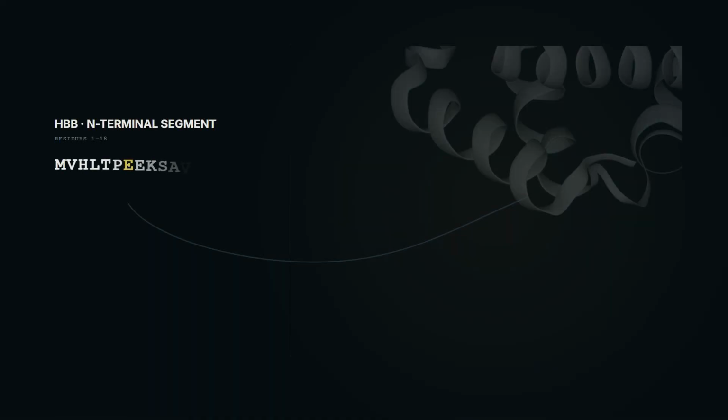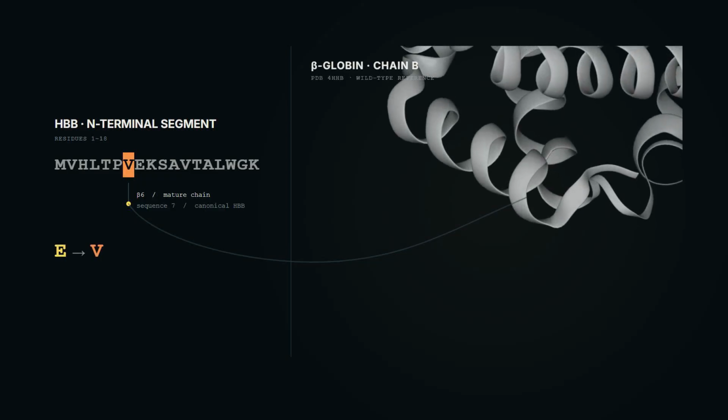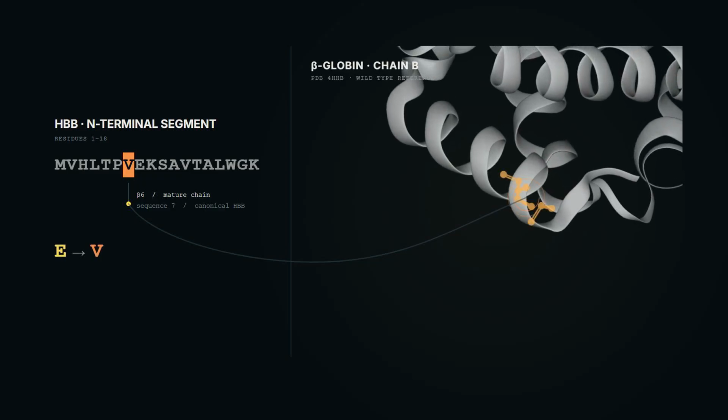For example, we can take one position in the sequence and ask what happens when it changes. One of the most famous examples is a single amino acid substitution in beta-hemoglobin. A glutamate becomes a valine. It is usually called the beta-6 Glu-to-Val mutation. If you check the canonical UniProt sequence, you will see it at position 7, because the first methionine is removed from the mature protein.